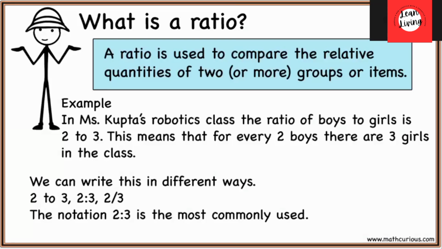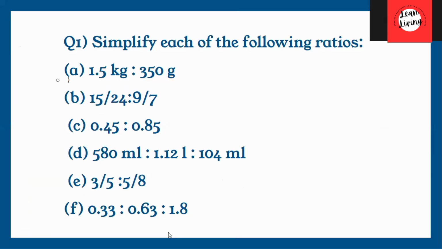For example, in Miss Gupta's robotic class, the ratio of boys to girls is 2:3. This means that for every two boys, there are three girls in the class. We can write this in different ways, for example 2:3, 2 to 3, and 2/3. The notation 2:3 is the most commonly used.